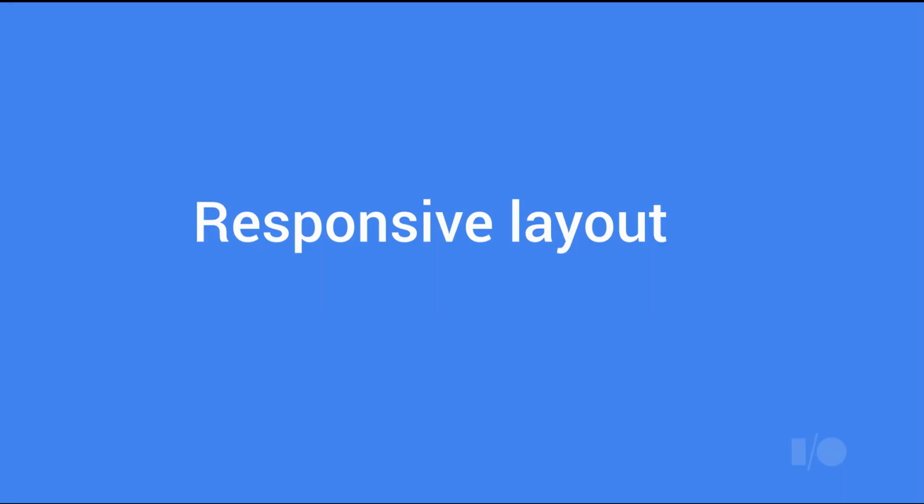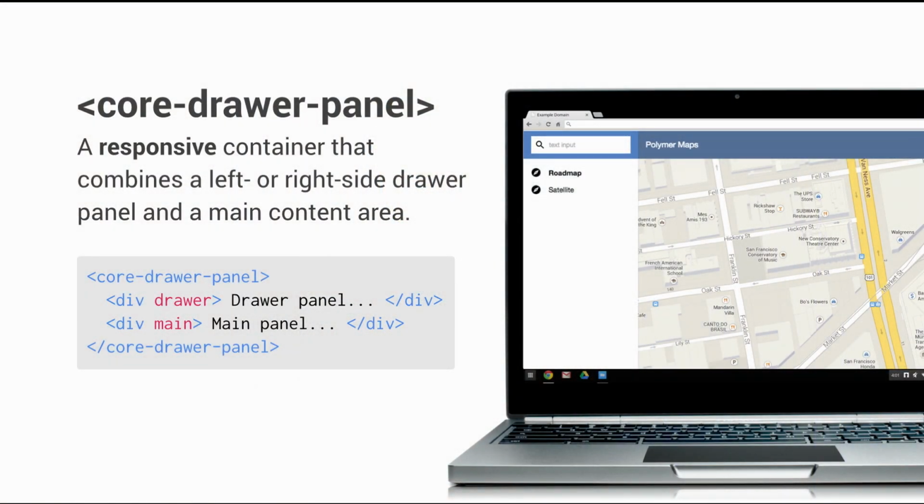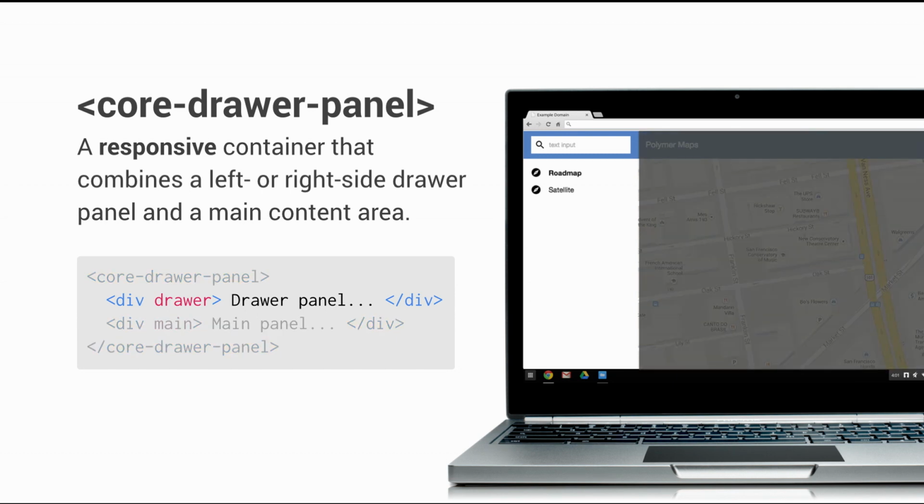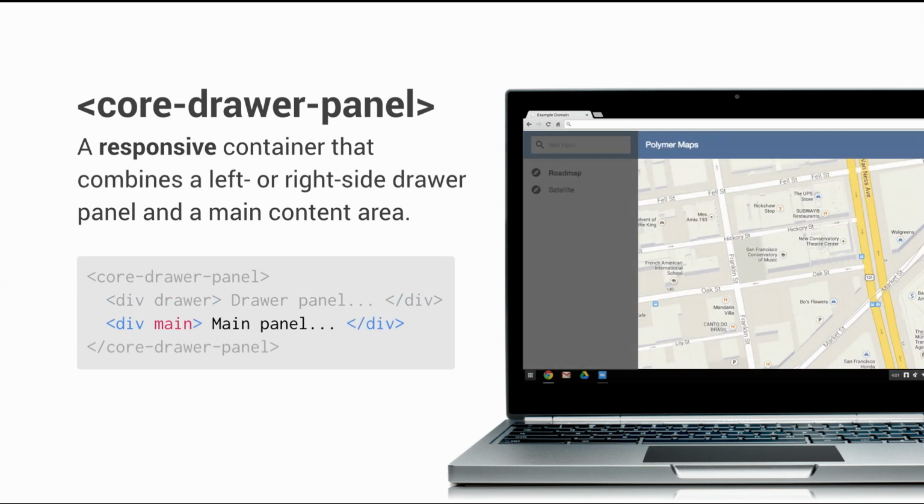All right, so we talked a bit about sort of general layout. Because the multi-device web is sort of the major theme of this event, we've got to talk about responsive layout. And we've created some elements to help out with this as well. So we've got a core drawer panel, which is a responsive container, which will lay out its children in a sidebar, either on the left or the right, and in a main content area. So if I have a child of the core drawer panel, and I give it this drawer attribute, the content that I place inside of that drawer is going to show up in my sidebar. And if I place content in an element with a main attribute, then all that content is going to display in my main content area.